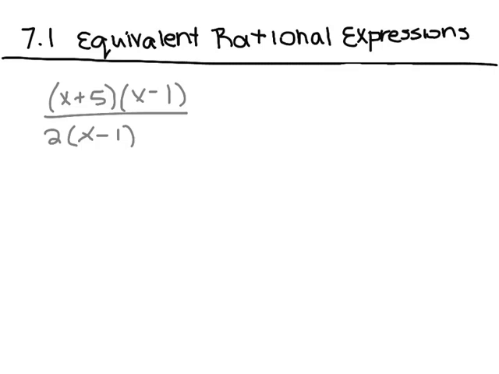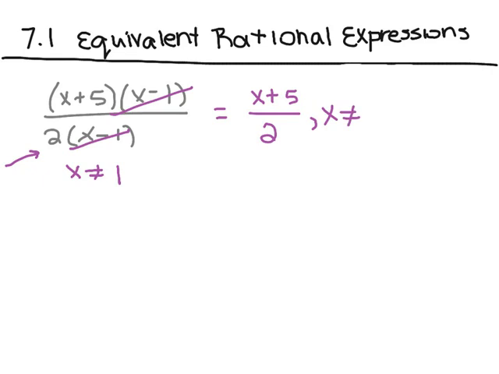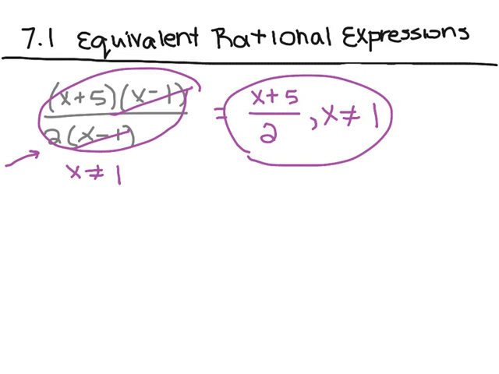If we wanted to write an equivalent fraction for this one, first we need to determine what our non-permissible values are. So on the bottom, x cannot equal positive 1, or else it will be 0. Now if we wanted to simplify, we could cancel out both of these terms, and we'd be left with x plus 5 over 2, when x does not equal 1. Now this is equivalent to our original equation, and that is why you need to keep your non-permissible value as x cannot equal 1.